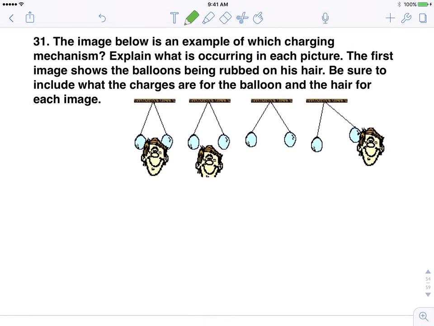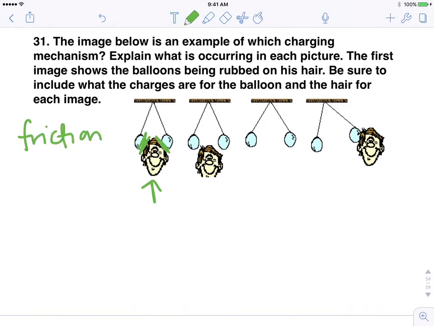Okay, 31. The image below is an example of which charging mechanism? I tried to do this in our lab on Thursday, and it just did not work out. I tried to get those balloons to hang from our ceiling, but I couldn't. But anyways, here's a picture of it. These balloons are being charged by friction, right? He's rubbing them on his head. So what type of charging mechanism? Friction.